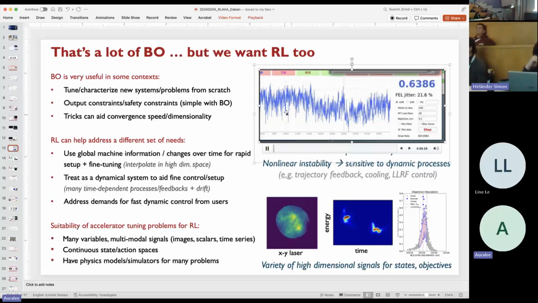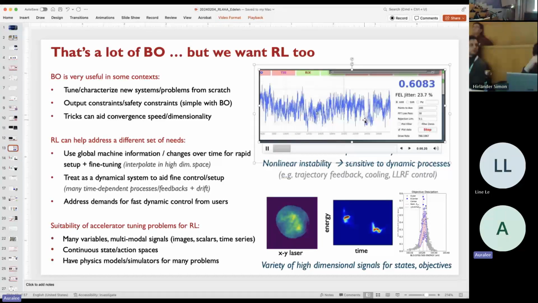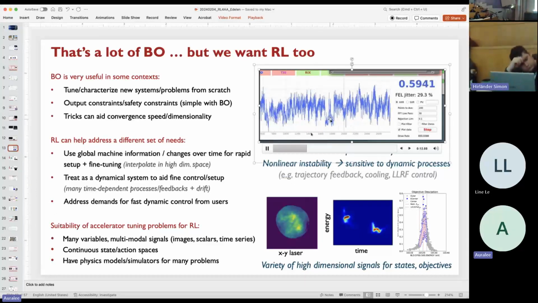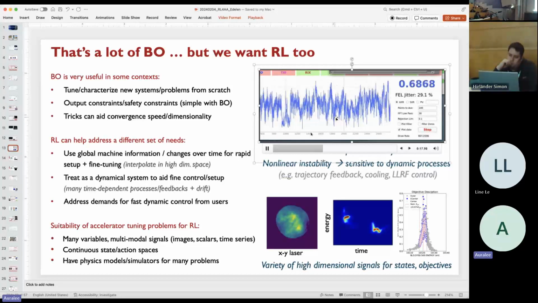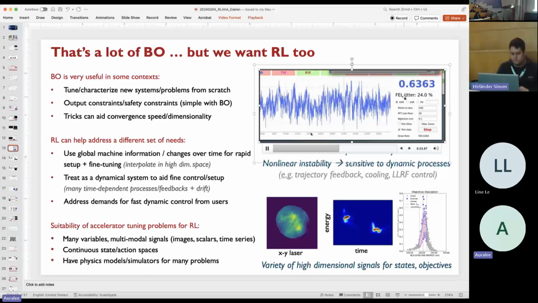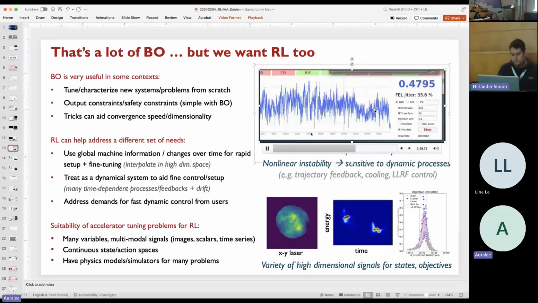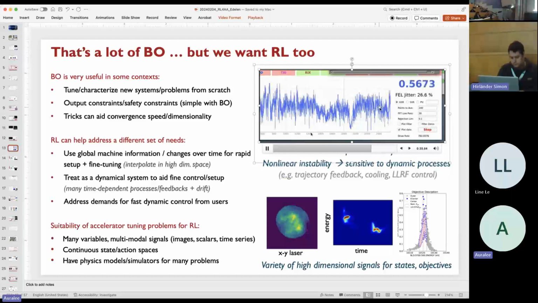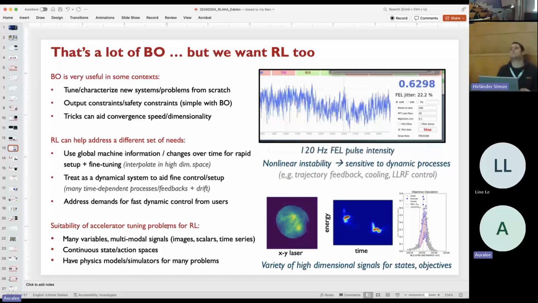We see in the FEL response, for instance, a lot of behavior that seems in some cases correlated with things like the orbit feedback responses. And then, as I mentioned, there are also these slower processes like the central cooling system that also can affect FEL output. And there's a lot of time-dependent structure, as you can see in this video here, in the FEL response. And so it'd be interesting to see if we can capture some of that better with RL. With BO, we end up essentially averaging out all of these fluctuations, and the process is a little bit slower.